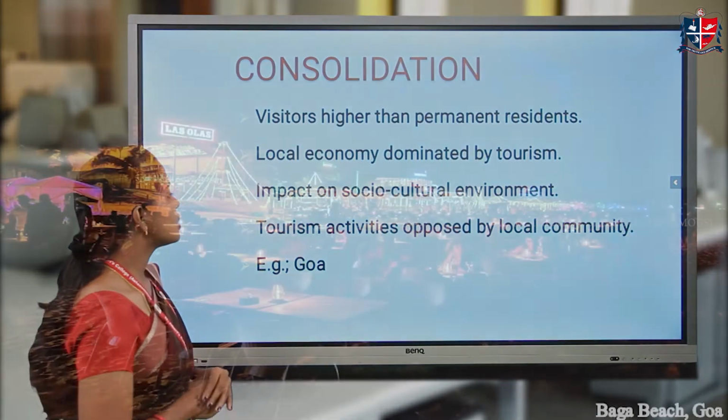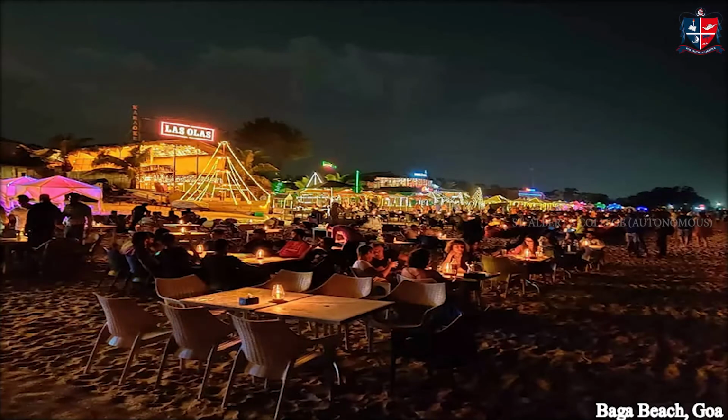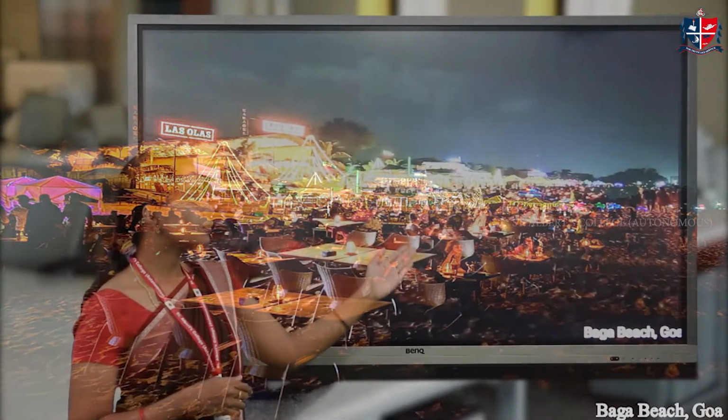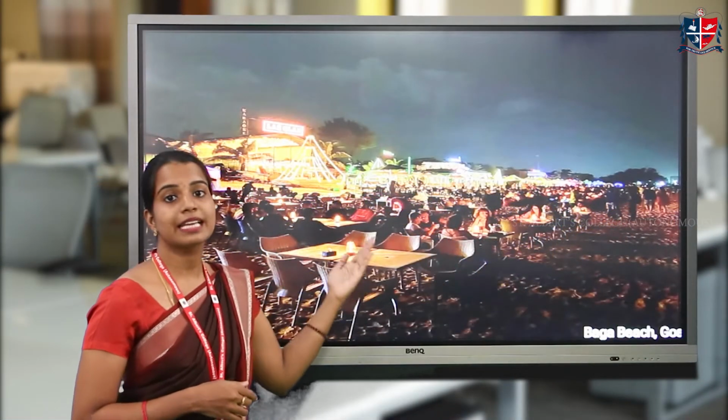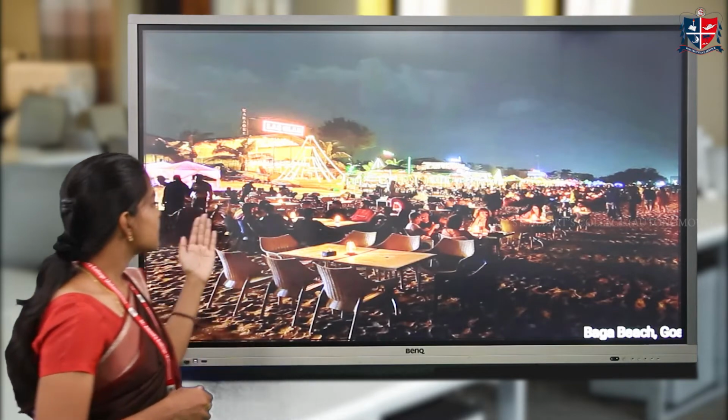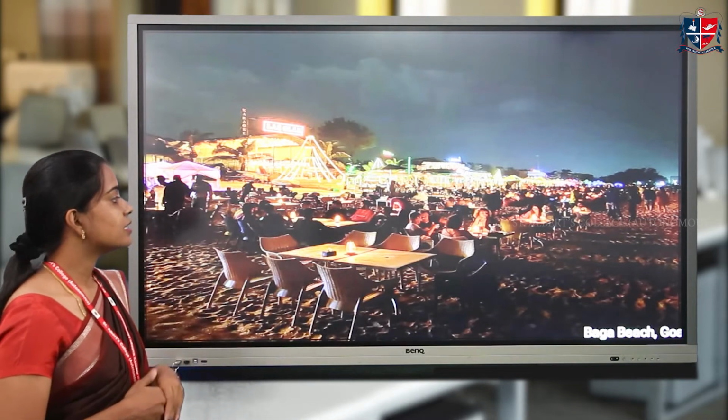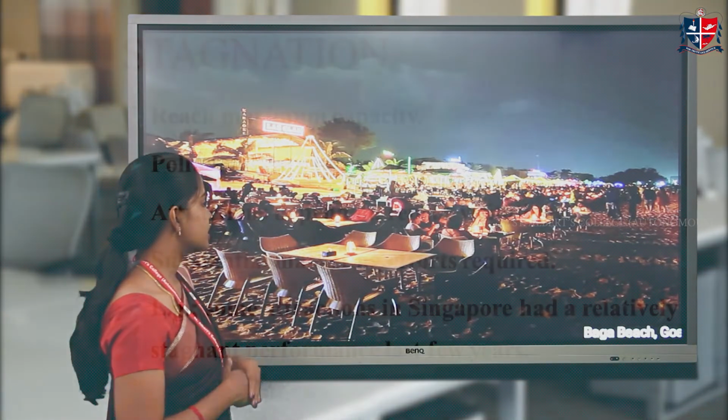An example for the consolidation stage is Goa. Here you can see a large number of tourists who are actually exceeding the carrying capacity, and this particular destination is currently under the consolidation stage.